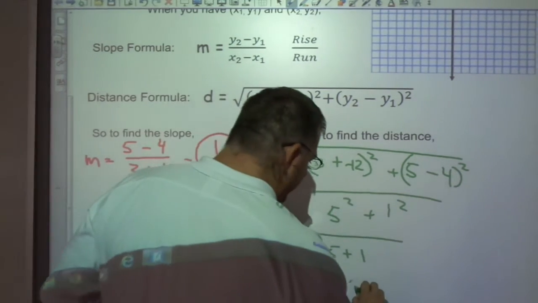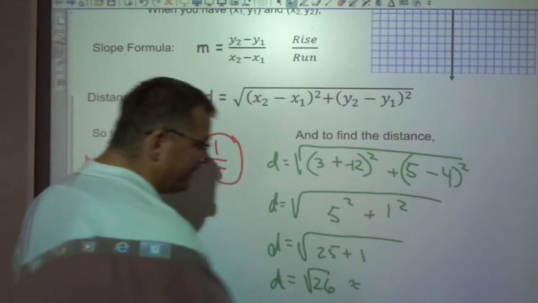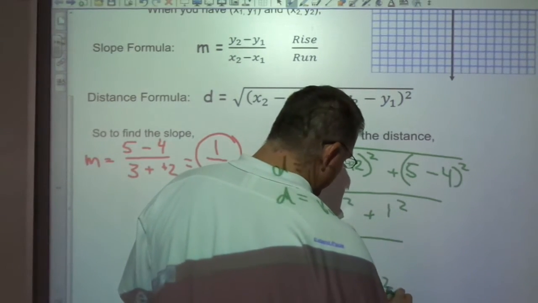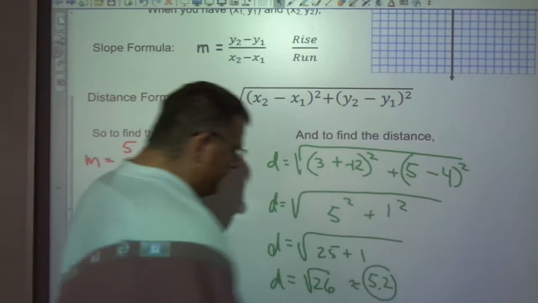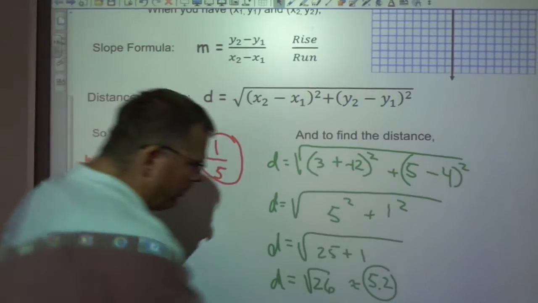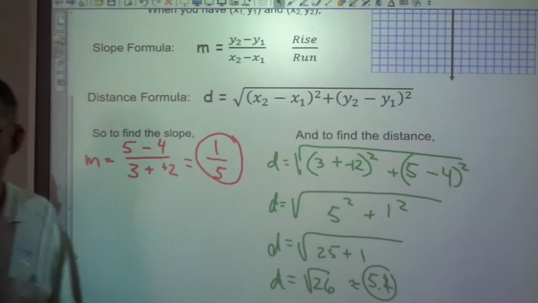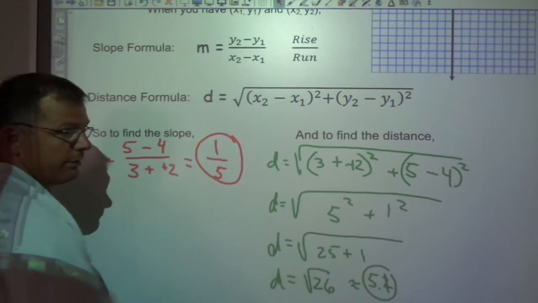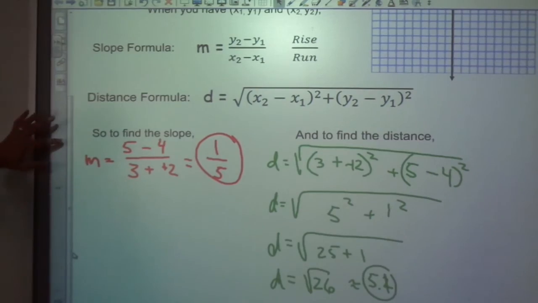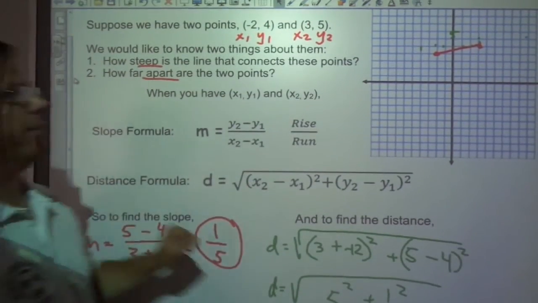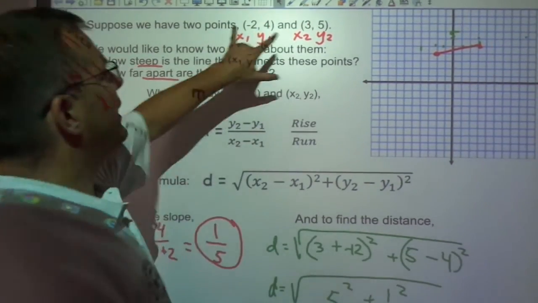If you were to simplify this on the calculator, it's approximately 5.2 or so, something like that. Okay? 5.1, 5.2, around there. I don't have a calculator right here, but I know it's going to be pretty close to 5 because the square root of 25 would be 5. Okay? So we should be able to find the slope or the distance anytime we've got a set of 2 points.